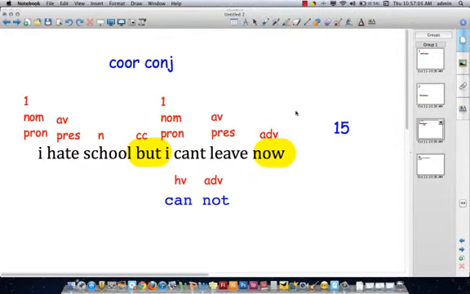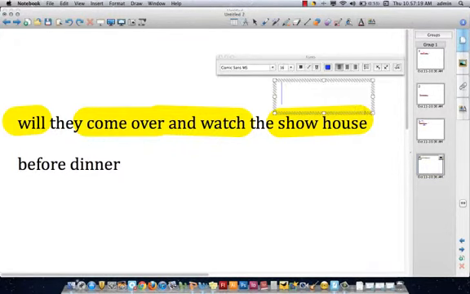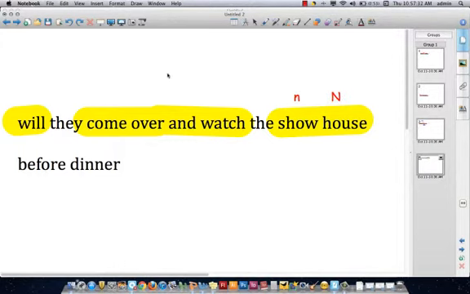So that is that one. And then finally, the trickiest one was this puppy here. Will they come over and watch the show House before dinner? First, I'll get to show House because that was one that was sort of confusion on my part or a lack of clarity. Show is a common noun and House is a proper noun. In the sentence, I meant that you were going to come over and watch the television show that's entitled House.